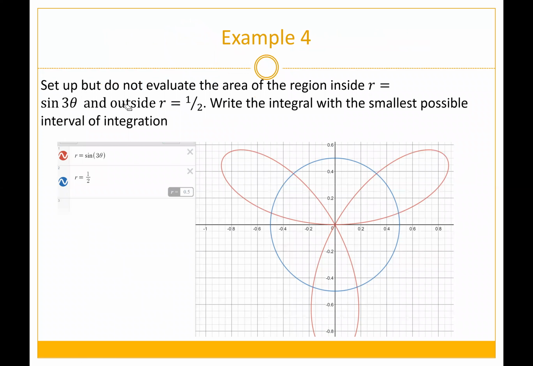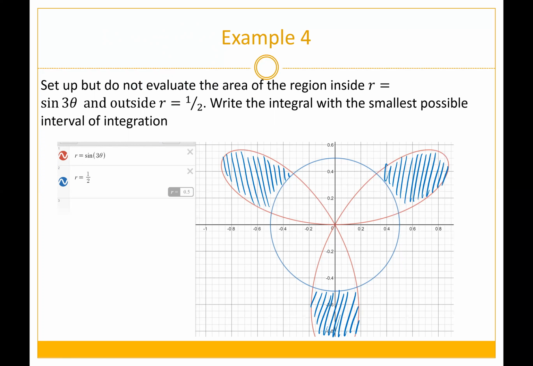Now let's work on the fourth example. Set up but do not evaluate the area of the region inside r equals sine 3 theta. So sine 3 theta is the red curve as we have, and outside of r equals half. And so these are the regions that we have to find the area of. Write the integral with the smallest possible interval of integration.